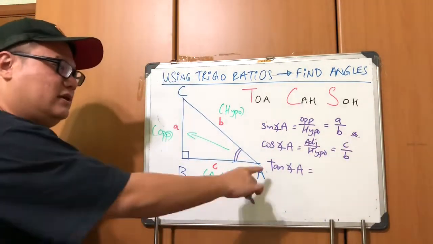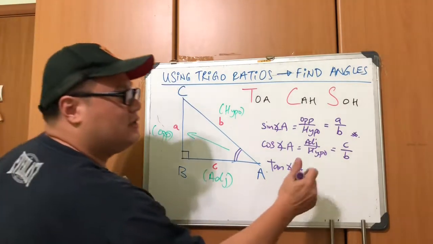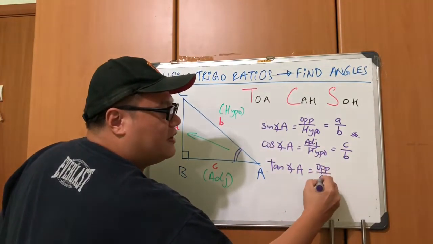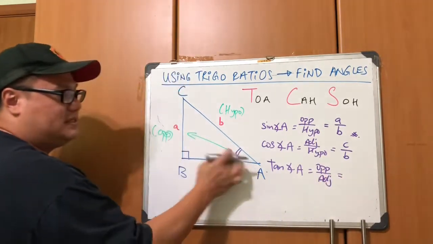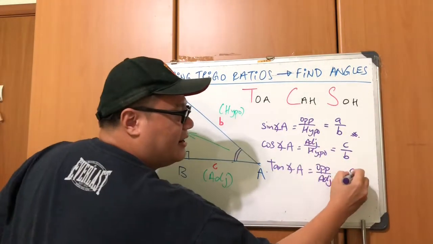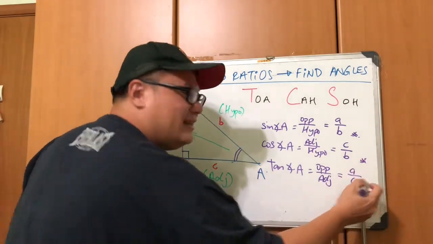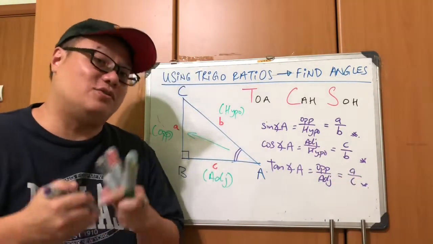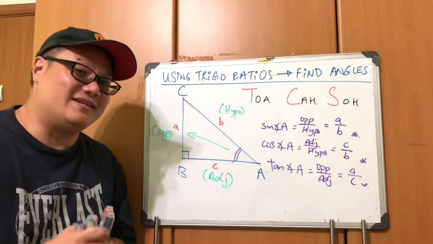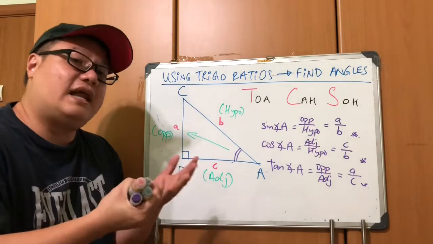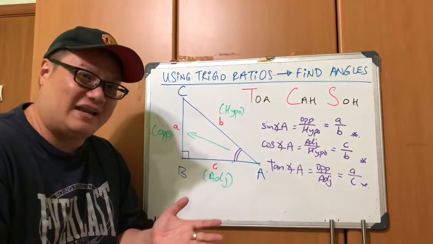Last but not least, tangent of an angle. Tangent equals opposite over adjacent. What is my opposite? Opposite is A. Adjacent is C. There you go. So this is what we have learned so far regarding Trigo ratios. Now I'll use some examples to help you understand how to apply Trigo ratios to find angles.